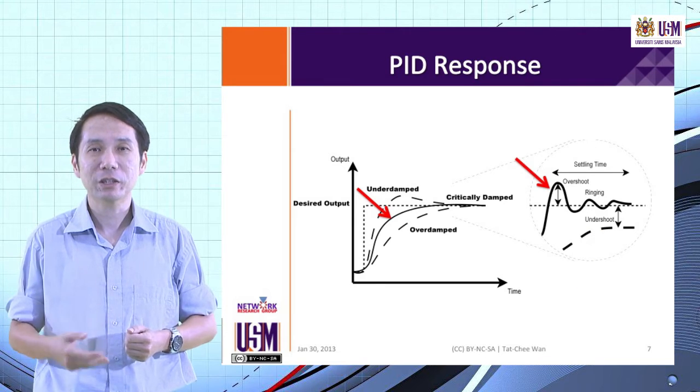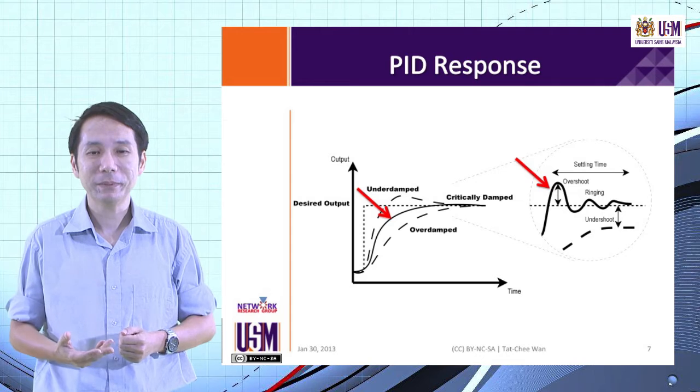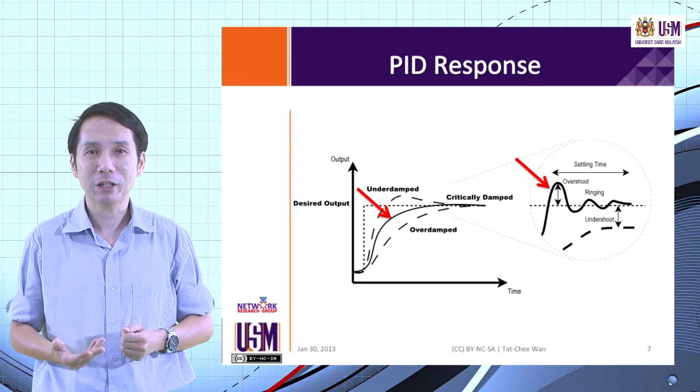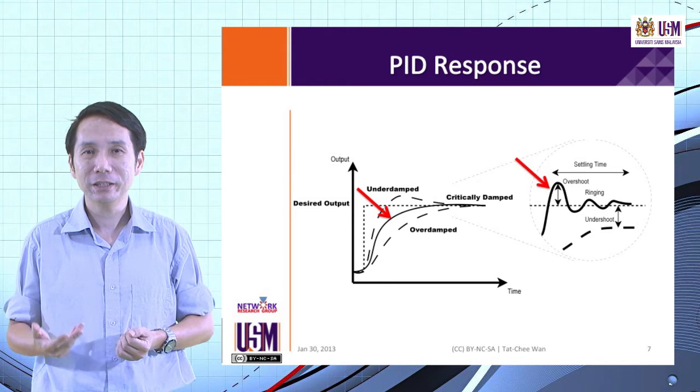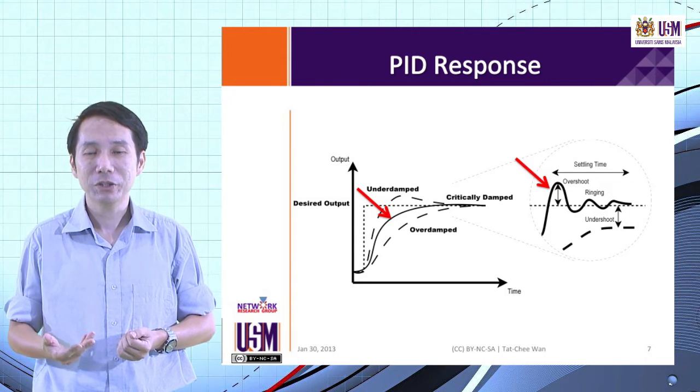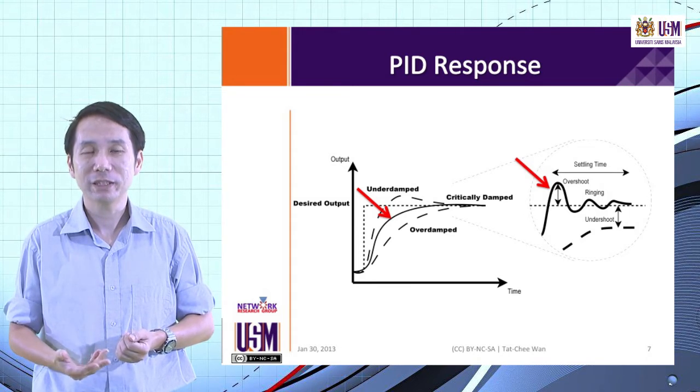Ideally, we would like to see a critically damped response. What this means is that it reaches the desired output as quickly as possible without overshooting or undershooting. But at the same time, if you look closely at the range near the target or desired output value, we may see a certain amount of overshooting or undershooting, which is called a ringing response, as the controller attempts to converge to the desired output. The convergence time needed to reach the actual output value is called the settling time.